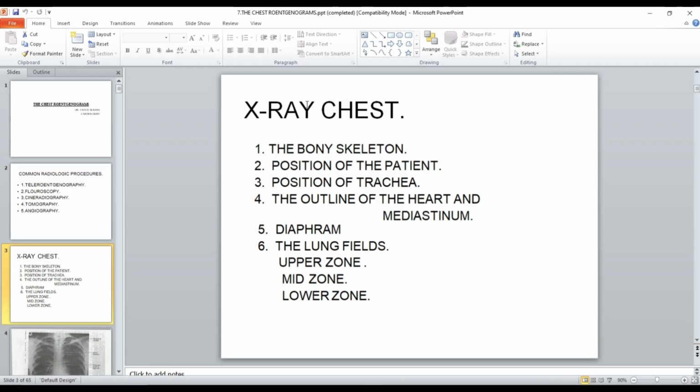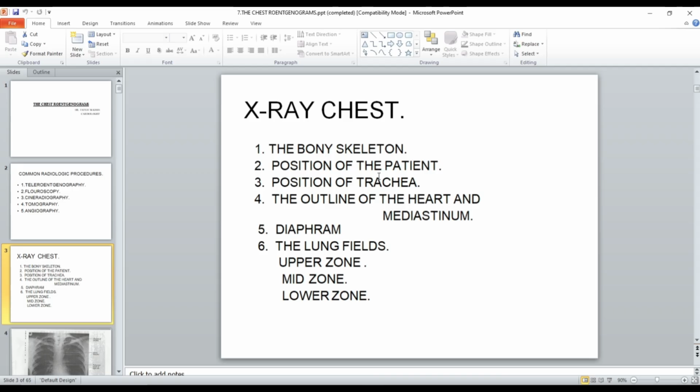To examine an X-ray chest, we have to look first at the bones, the skeleton. Look for kyphosis, scoliosis, any crowding of the ribs or localized widening. Second is position of the patient. It should be quite straight. The medial ends of the clavicles on both sides should be equidistant from the spines. If not, the patient is tilted towards the lesser distance and the X-ray should be interpreted in that reference.